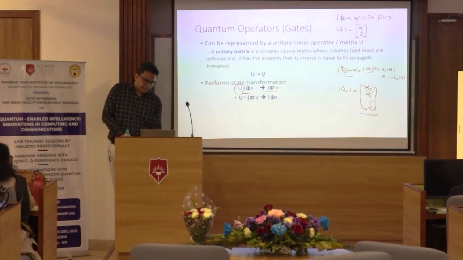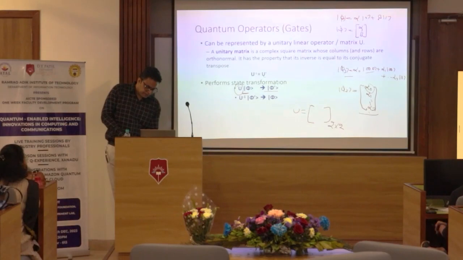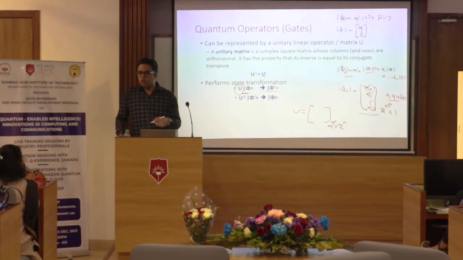In case of gates, if you talk about a single qubit gate U, then it will be a matrix of 2 cross 2. So here I can write like this: 2 power n cross 1. So n qubits can be written by a 2 power n cross 1 column, right? And an n qubit gate can be represented by a 2 power n cross 2 power n matrix.